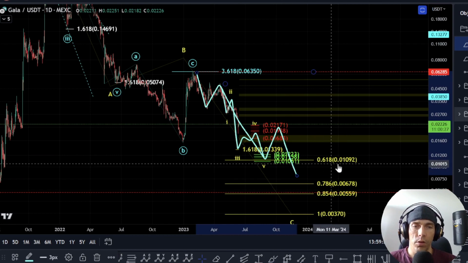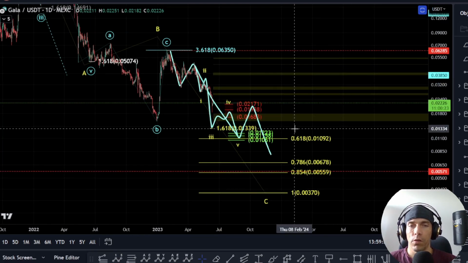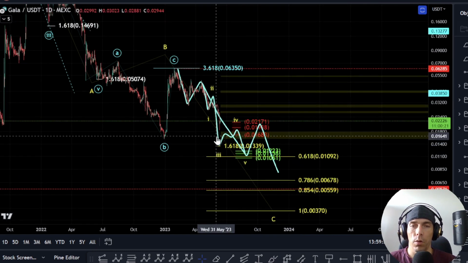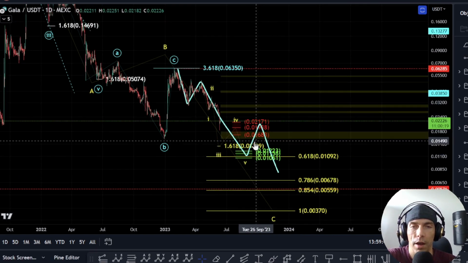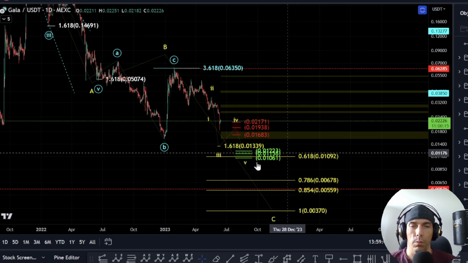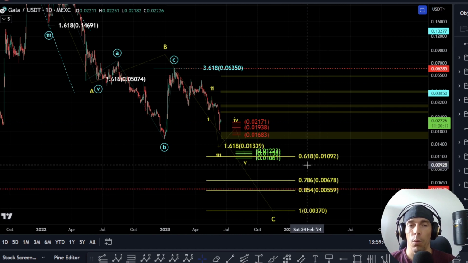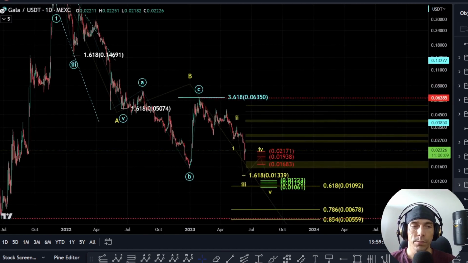Now that would look to potentially complete this as an ABC. So the 0.618, which would be that minimum, is up here at this 1092. So I would be keeping an eye on that level, though if this structure does break down in the way that I have it labeled here, effectively this would mean that we're potentially going to break down past these levels and probably hit closer towards the 786 or this 854 if that is going to be the case.